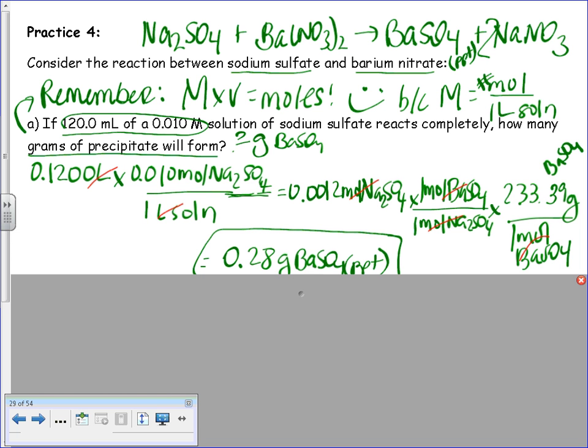The mole ratio, and then we had to just go to grams of the barium sulfate with molar mass. So you should have gotten 0.28 grams of barium sulfate. You got that? Woo!